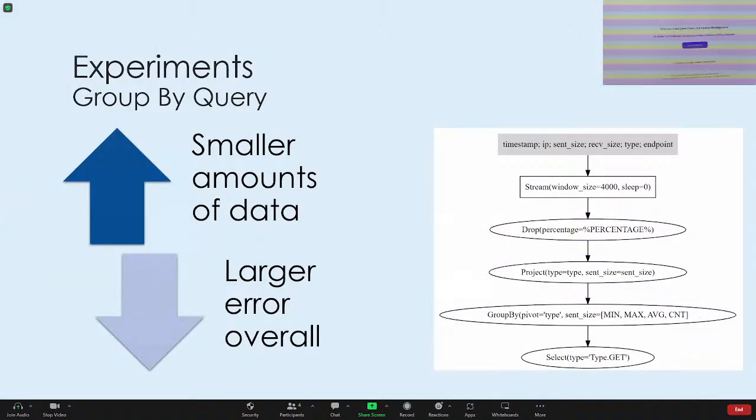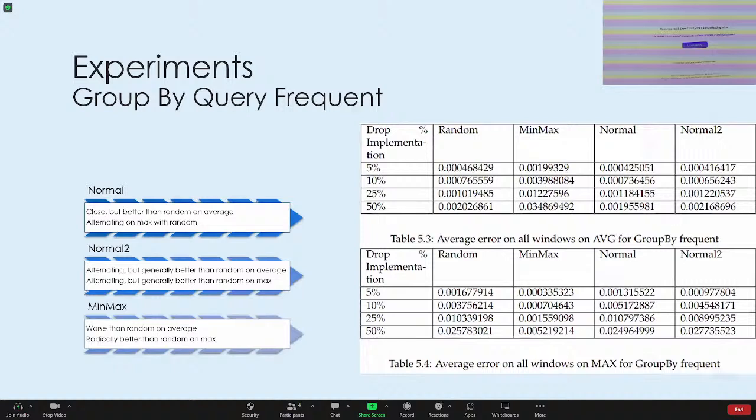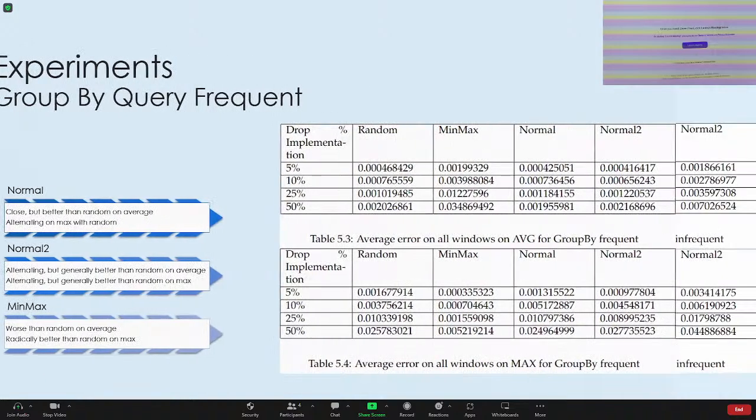Then for group by queries, we take two scenarios, one with a frequent class and one with an infrequent class. In here we can also see that the normal implementations are doing generally better, and min-max is again worse when computing averages, but again much better when computing maximal values.